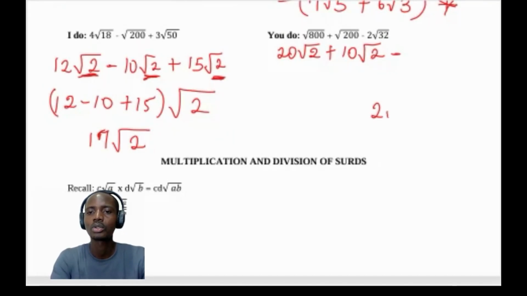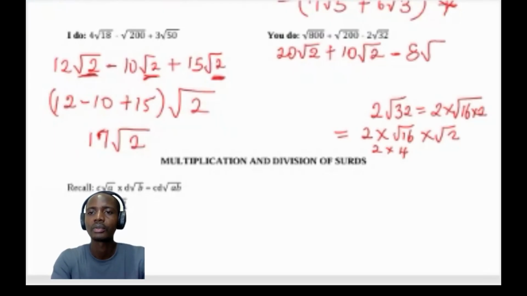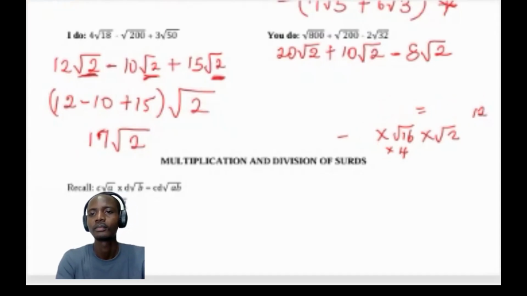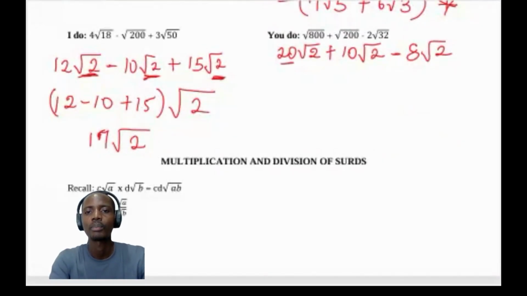We know that 2 root 32 can be written as 2 times root 16 times 2, which is 2 times root 16 times root 2. Now, root 16 is 4 times 2. 2 times 4 is 8. 8 times root 2, that gives us 8 root 2. So that's what we have. So looking at the radical part, we can see that all of these surds, they are similar. In that case, 20 plus 10, that gives us 30. So we have 30 root 2.